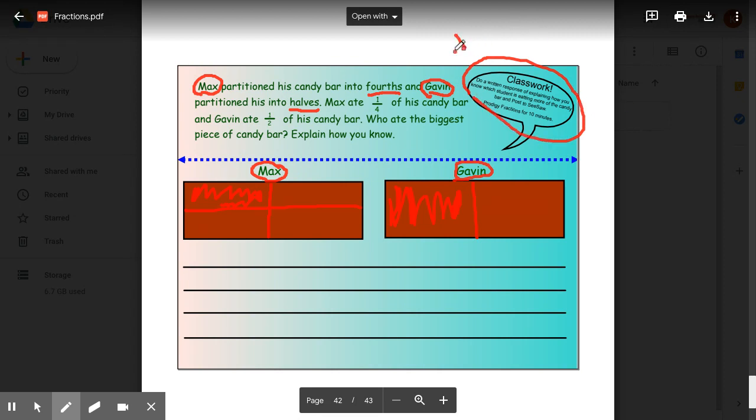So that is going to be your math assignment for today. How do you know which student ate the bigger piece of candy? So write your explanation in your journal, and post a picture of it on Seesaw, and that'll be your classwork for today. And when you're done with that, you have Prodigy Fractions for 10 minutes.